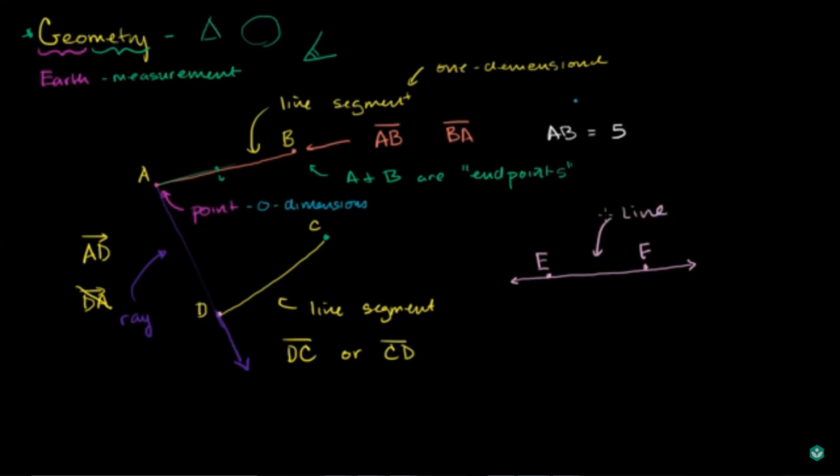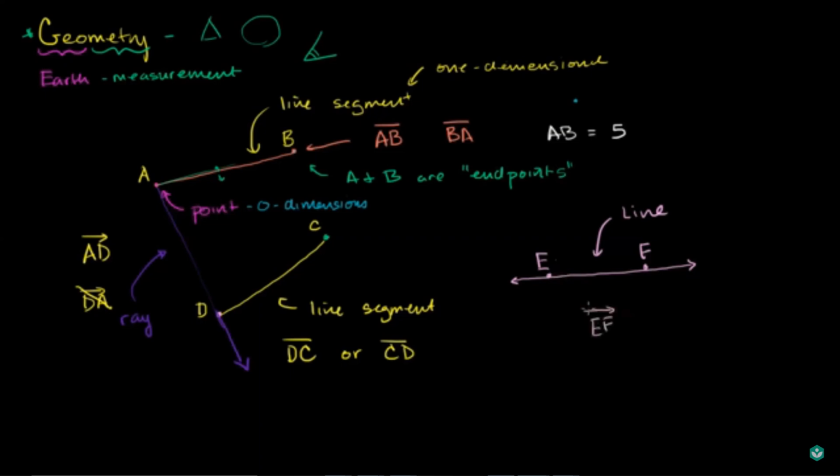Now notice, a line never ends. You can keep going in either direction. A line segment does end. It has endpoints. A line does not. And actually a line segment can sometimes be called just a segment. And so you would specify line EF with these arrows just like that.